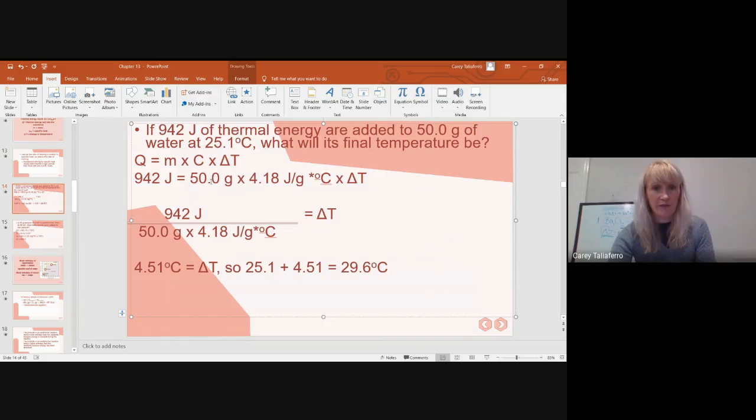So I'm going to multiply 50 by 4.18 and divide 942 by all of that. That will give me my change in temperature. When you do that math, you should get 4.51 degrees Celsius. Now I go back to my original: the water was already at 25.1 degrees. So I'm going to take my delta T and add it to 25.1. With sig figs and rounding, I get 29.6 degrees Celsius. So that will be the new temperature. That was just 50 grams of water that was already at about room temperature, 25.1 degrees, a little warmer than room temperature.